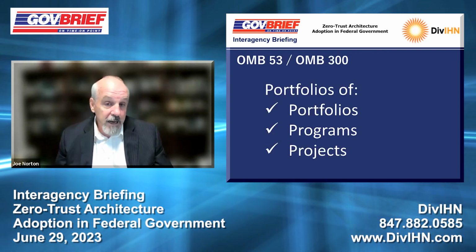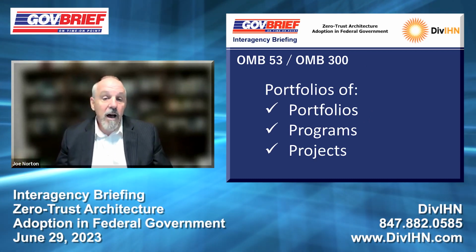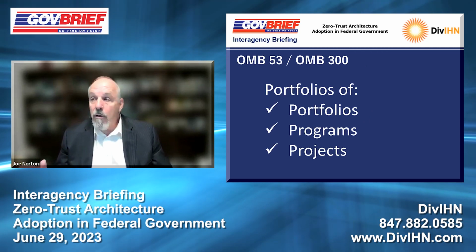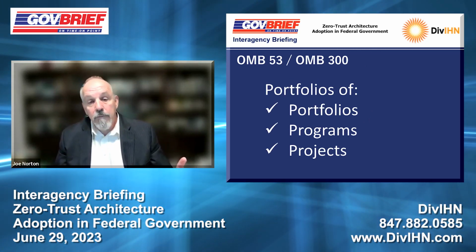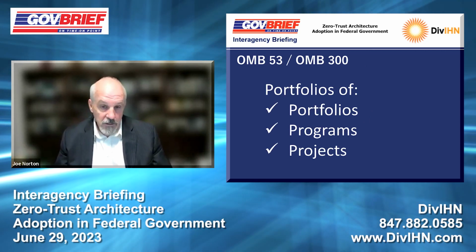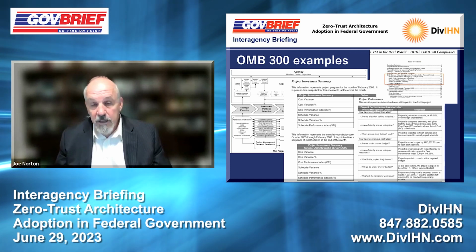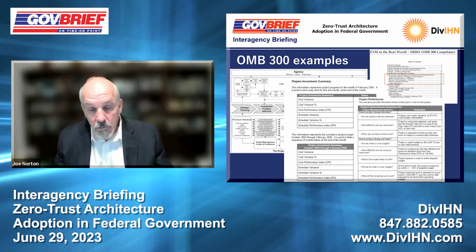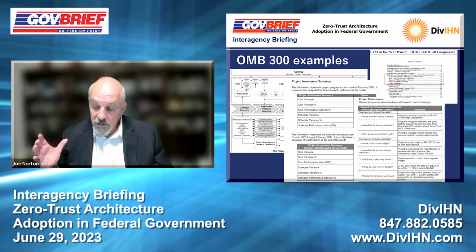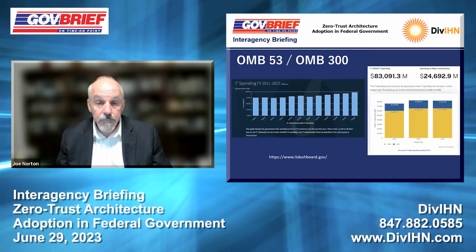So you have guidance. There's the idea of portfolios, programs, and projects involved to do this. You have the structure for organizing and managing your initiatives and reporting for OMB 53 and 300. Next slide. Templates and examples exist all over the place for everything else that you're doing with OMB reporting. They do exist out there. There's nothing new. This is just another set of initiatives for you to undertake in your agencies.